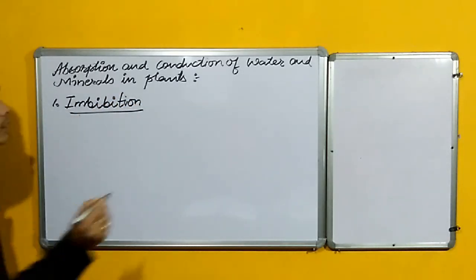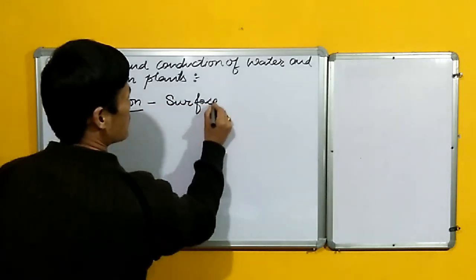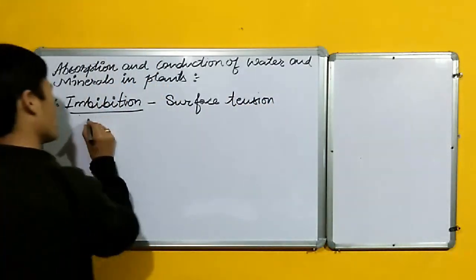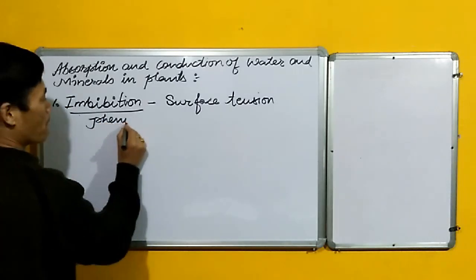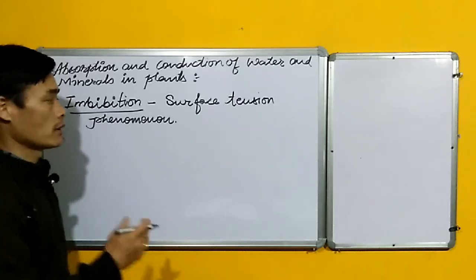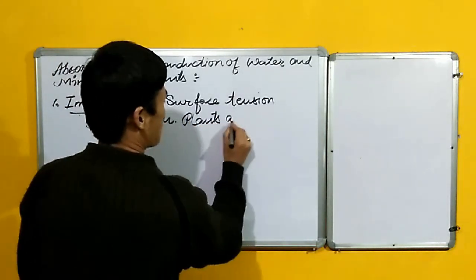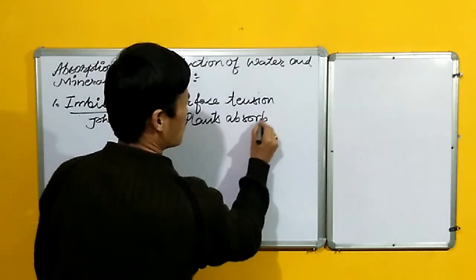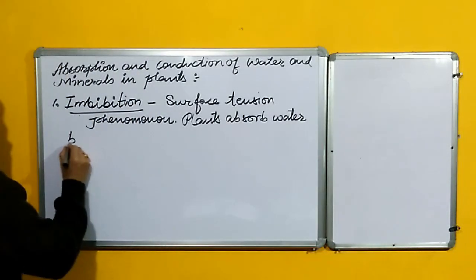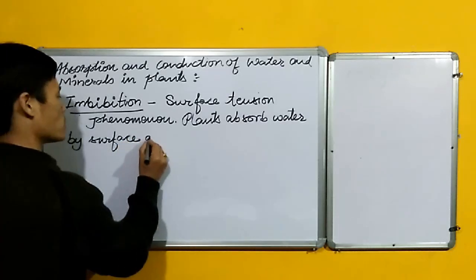Now, imbibition is a surface tension phenomena. So here, plants absorb water by surface attraction.